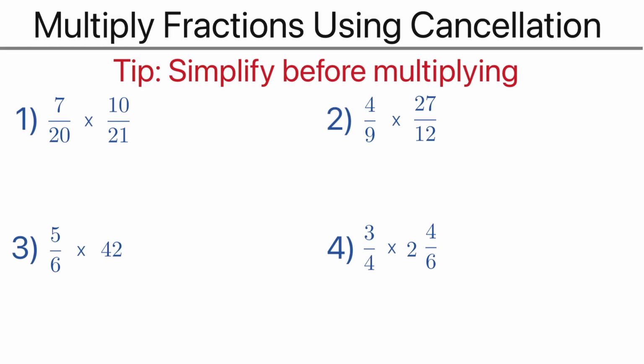So the first thing we want to do is to look for numbers, either top and bottom or diagonally, like so. We can see 7 and 20 cannot both divide into anything, but 7 and 21 can both divide by 7.